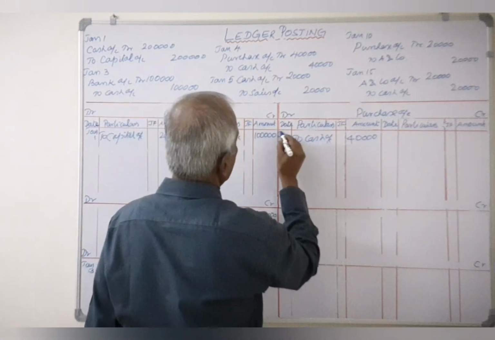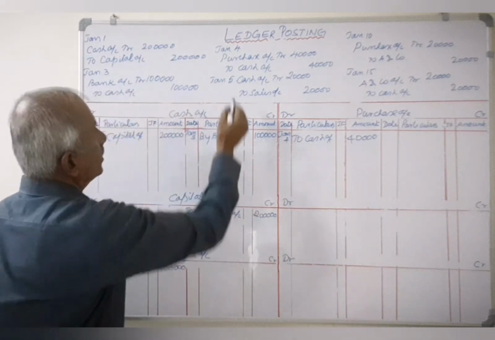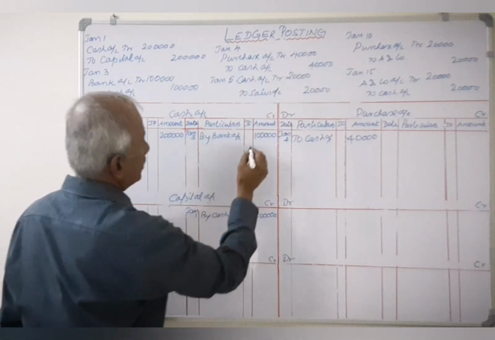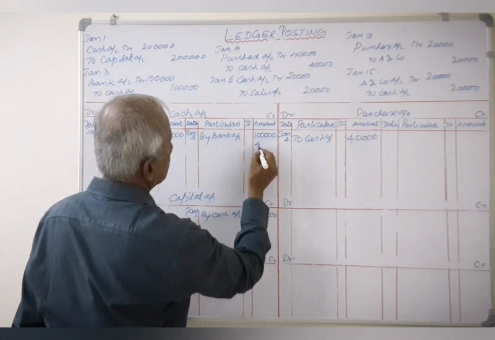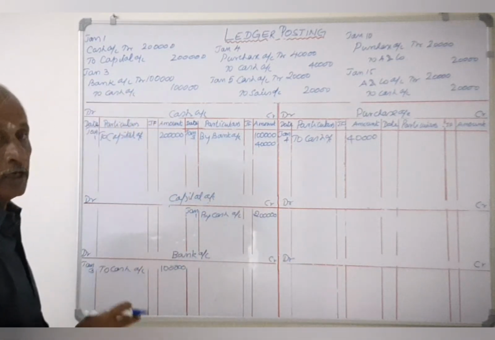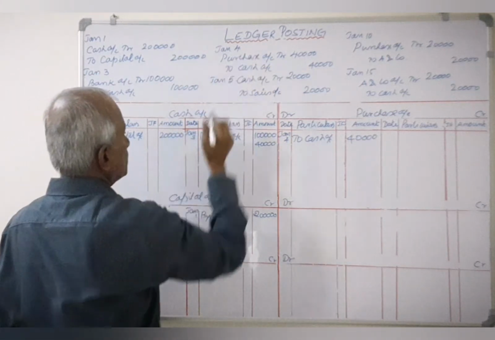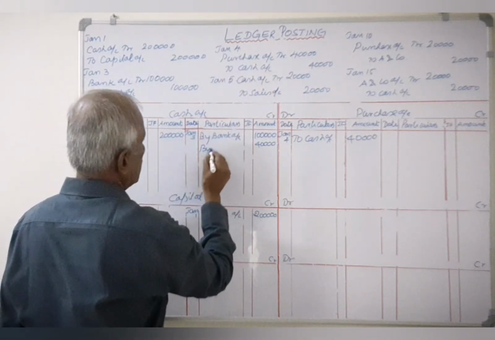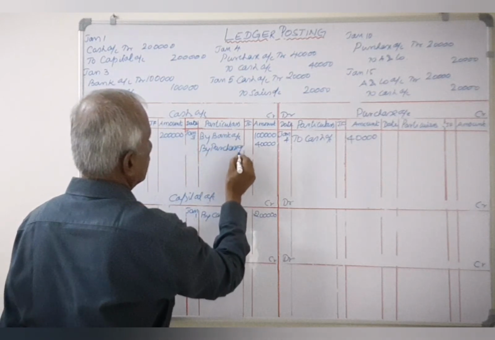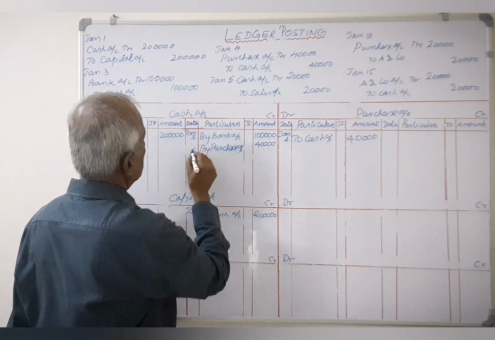Let us record the date January 4th. Then on the credit side of the cash account, 40,000 has to be recorded. So this is credit side of cash account. So 40,000. Against it you have to write name of the account debited in the journal. The name of the account debited is purchase. So by purchase, because the credit side of a ledger always begins with the word by. Now let us record the date 4th.